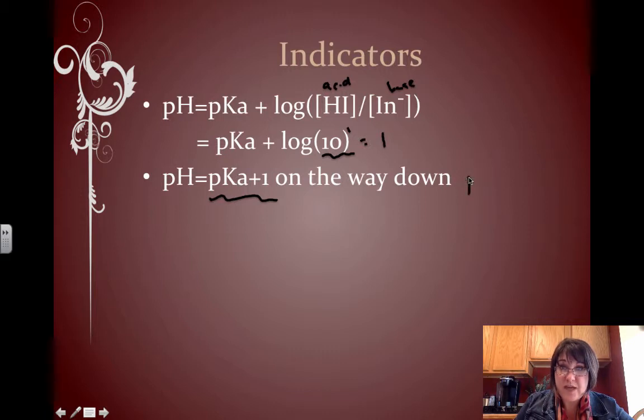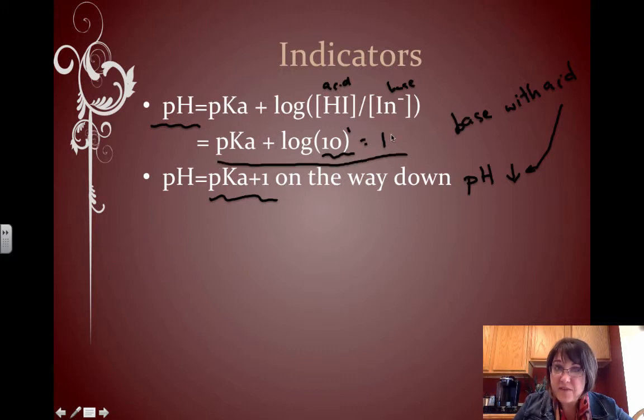So as your pH is decreasing, wait, this is when you have a base and you're titrating it with acid. Then your pH is decreasing, and the desired pH, where you want to see a color change, is going to be the pKa plus 1.